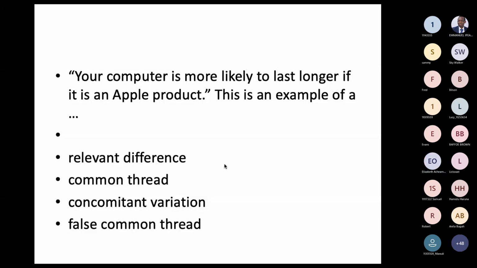You have the same product, you have the same material, but it is invested more in one product. Concomitant variation. Yeah, that's concomitant variation. So what we're talking about is a difference in degrees of the investment of the hardware.